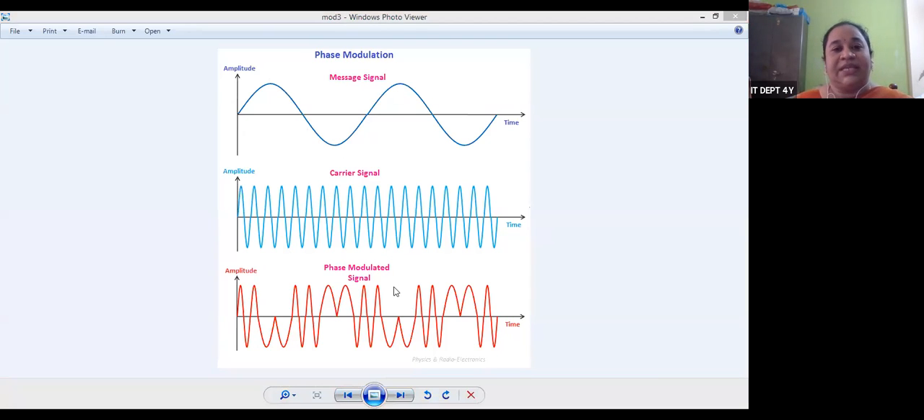And if you want to see these three modulations in a single picture, that is, in a single depiction, how we can see the three modulations.